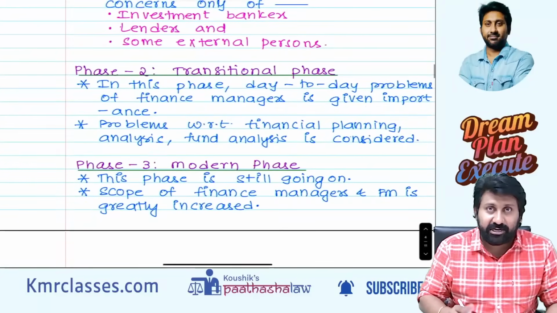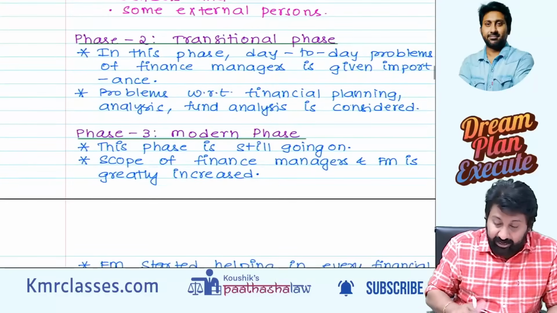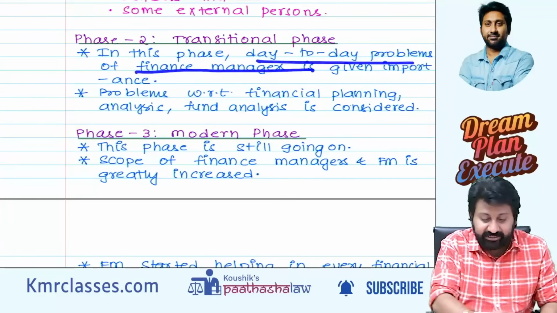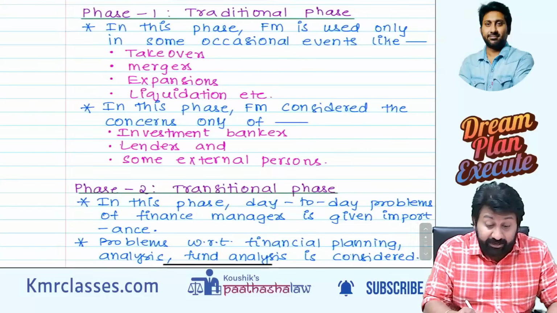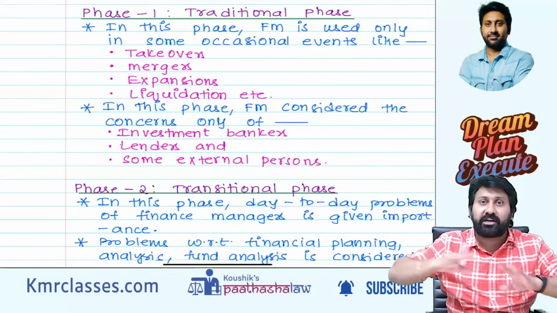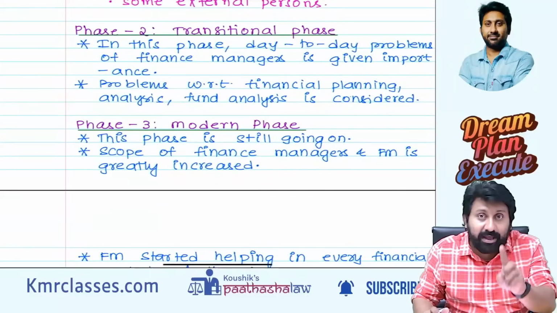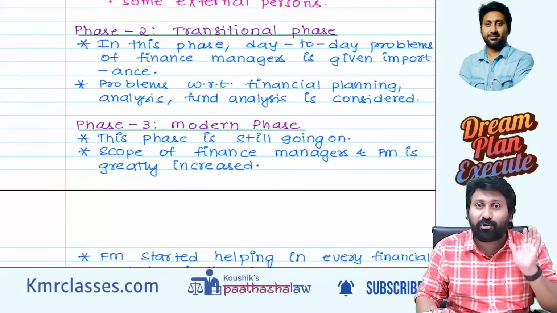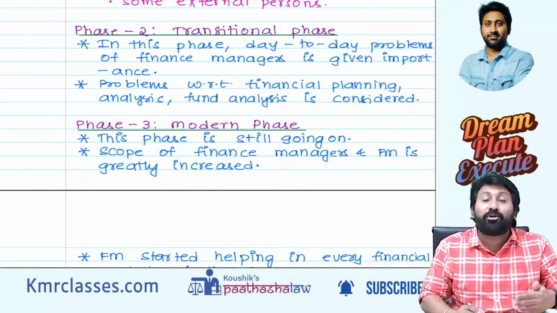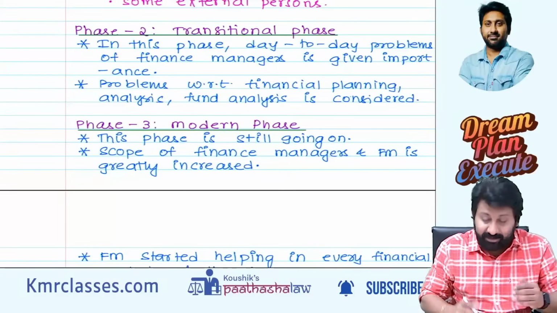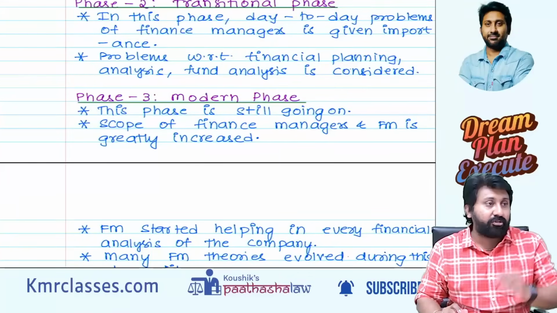Next, transition. Slowly change is happening. At the time of the change, day-to-day problems of finance managers are also considered. Along with big decisions like takeovers, mergers, expansion, liquidation, slowly the day-to-day problems of finance managers, not day-to-day problems of a normal household, but of a company in a finance manager's position. For them, they started doing ratio analysis, fund flow statement, financial planning, fund flow analysis, etc. These used to be done through FM.